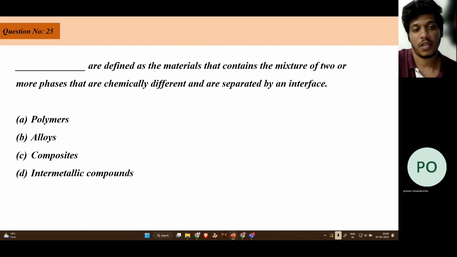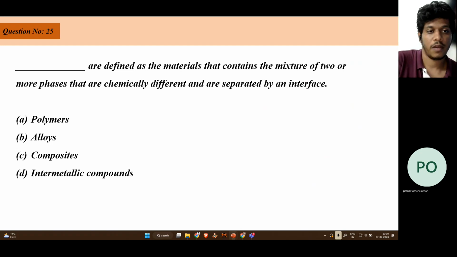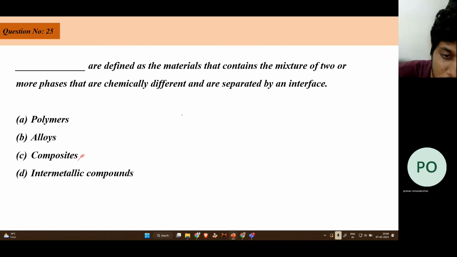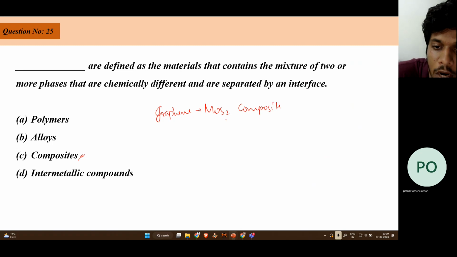Now, the last question that we'll probably discuss today is: dash are defined as the material that contains a mixture of two or more phases that are chemically different or separated by an interface. So the answer to this is composites. For example, if you're going for a graphene MoS2 composite, here we will have two materials. One is graphene and the other one is MoS2.